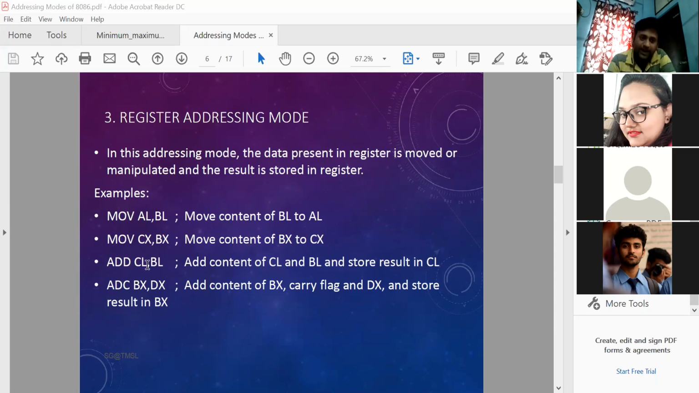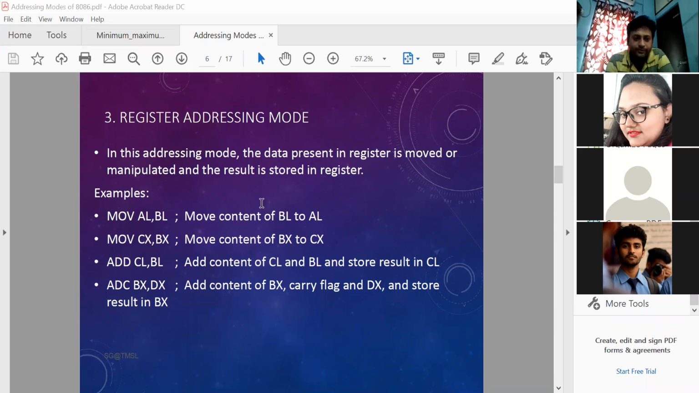So which register will be specified first? The first one is your destination register, where the result will be stored automatically. Like ADD CL, BL: CL will be added to BL, and the result will be stored inside CL. Now ADC BX, DX means add the contents of BX and DX and the carry flag, and the result will be stored inside BX. So whichever register is specified first in the instruction will always be your destination register, and the second register is specified as your source.